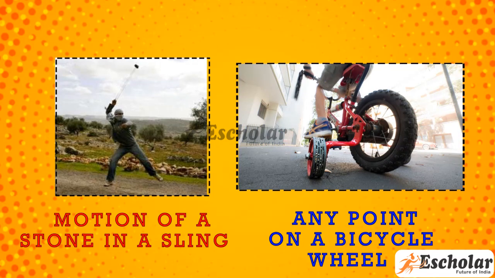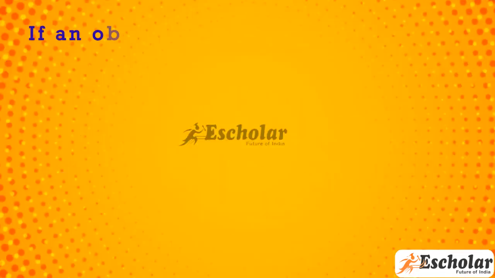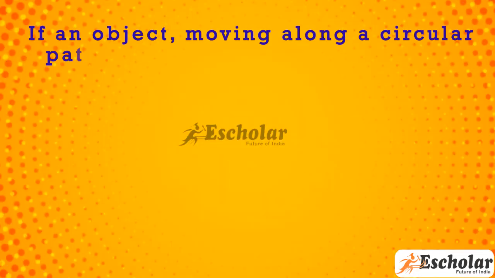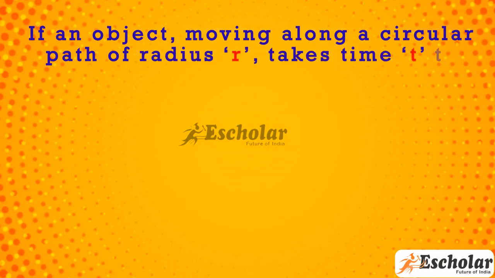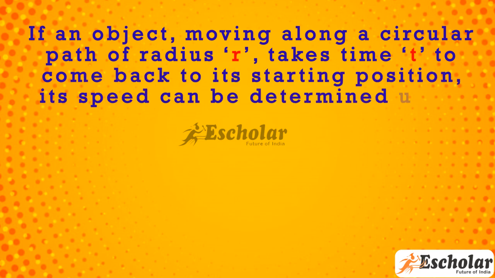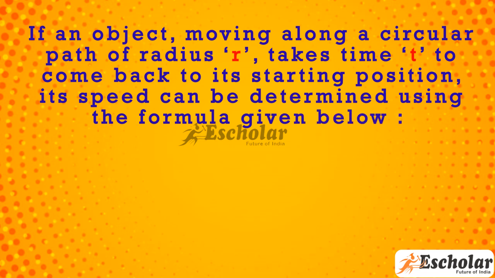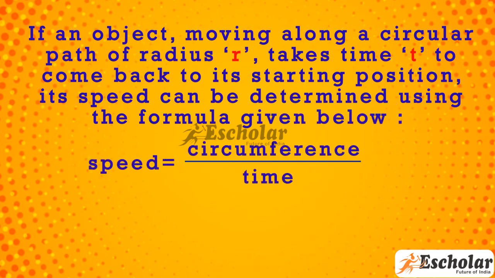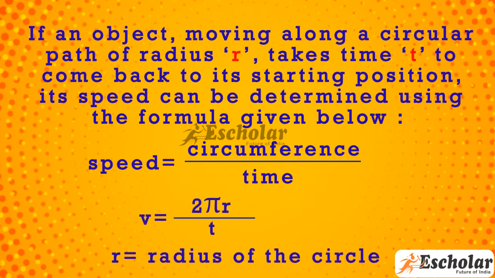are in uniform motion. If an object moving along a circular path of radius r takes time t to come back to its starting position, its speed can be determined using the formula given below. Speed equals circumference upon time. v equals 2 pi r upon t, where r equals the radius of the circle.